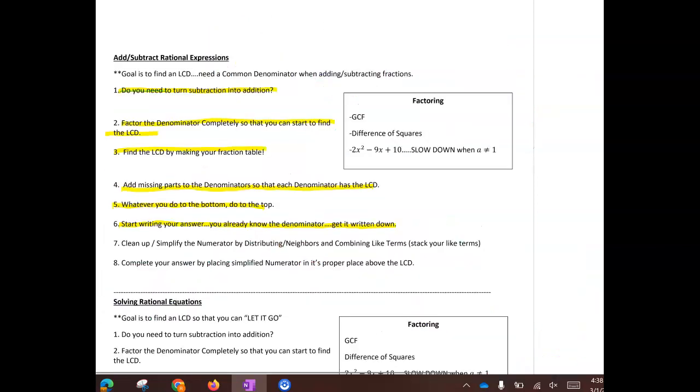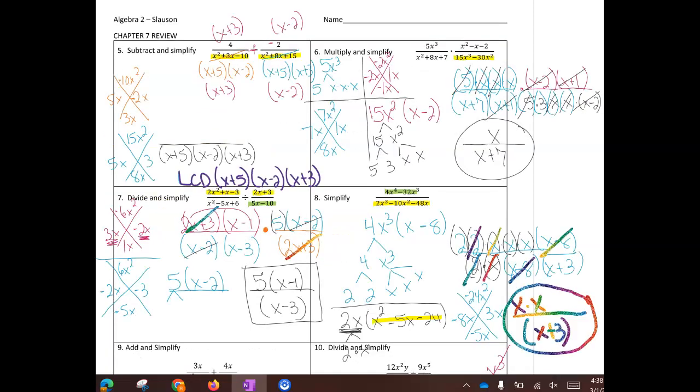All right, going back to the takeaways page, now I'm going to clean up and simplify my numerator by distributing or using the neighbors and combining like terms, and then I can just place that numerator in its proper place above the least common denominator. So here is numerator work. I had a 4 and I gave it an x plus 3. And then I had a negative 2 and I gave it an x minus 2.